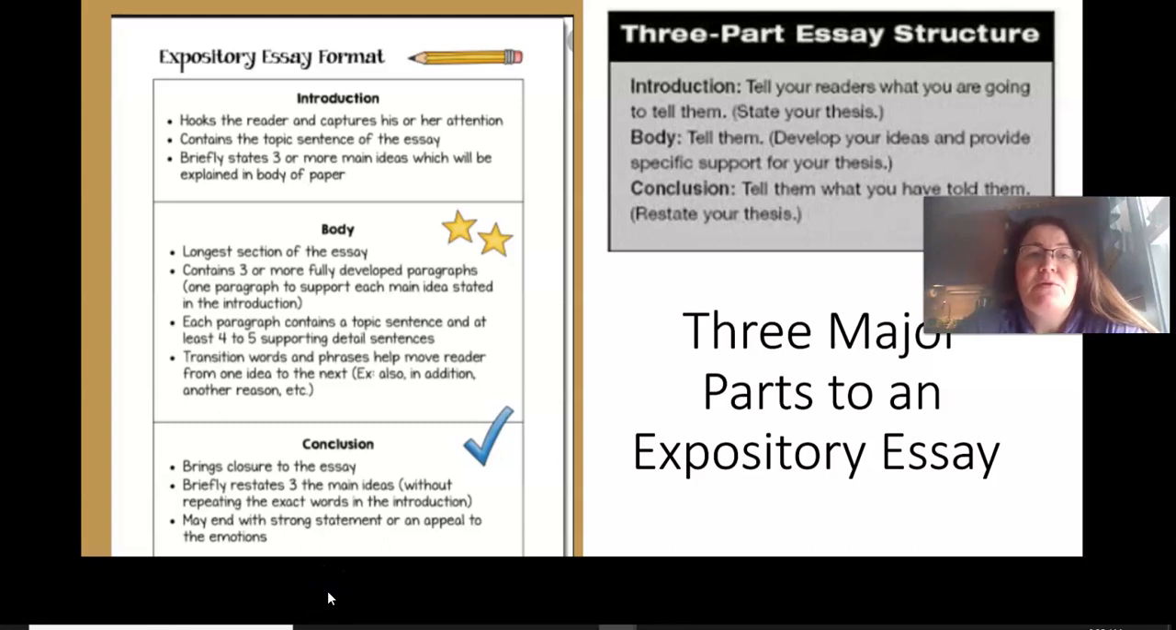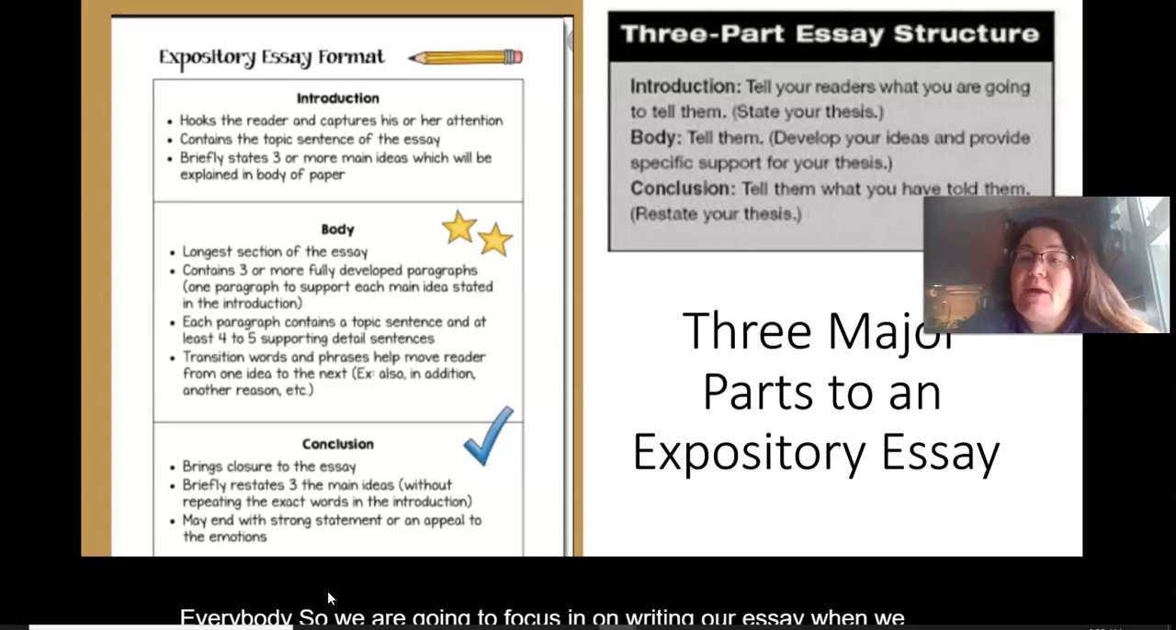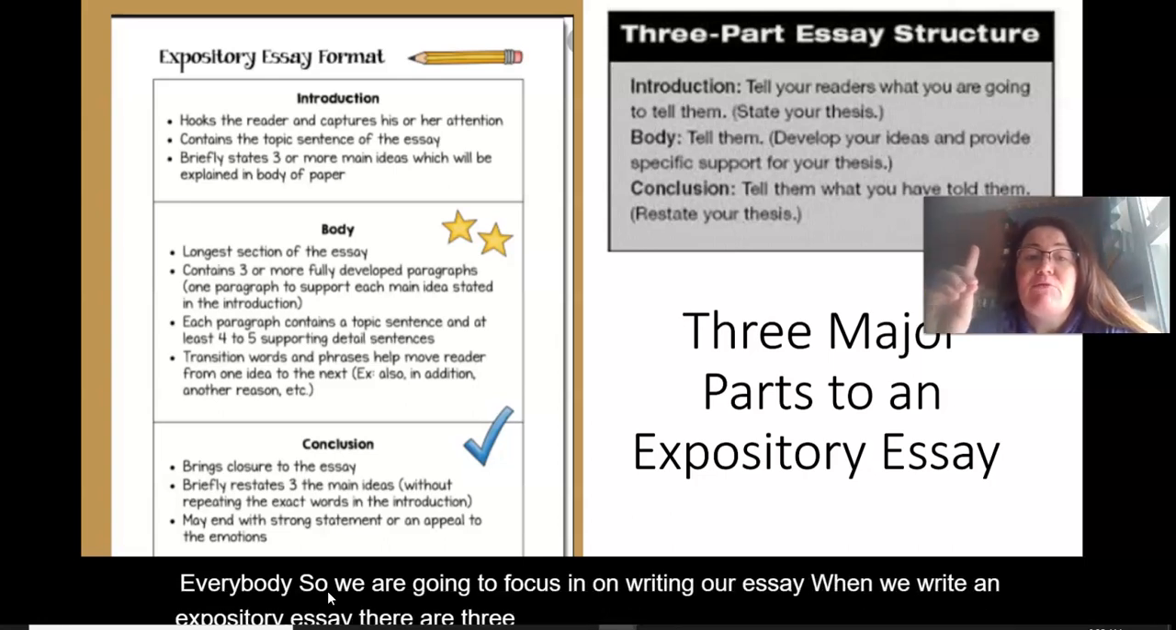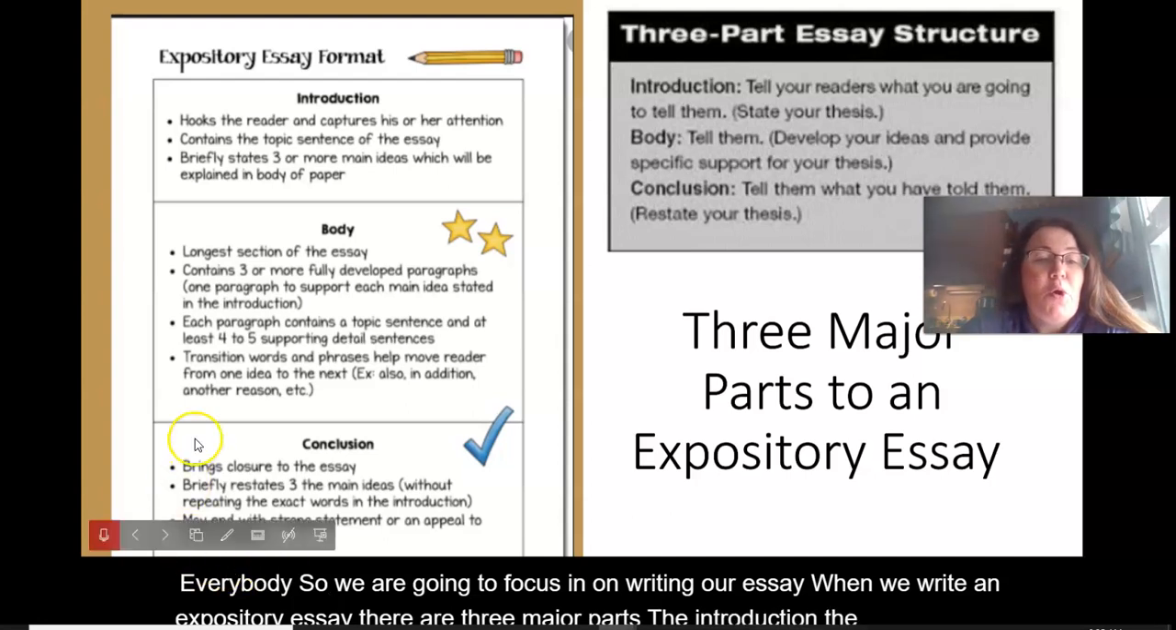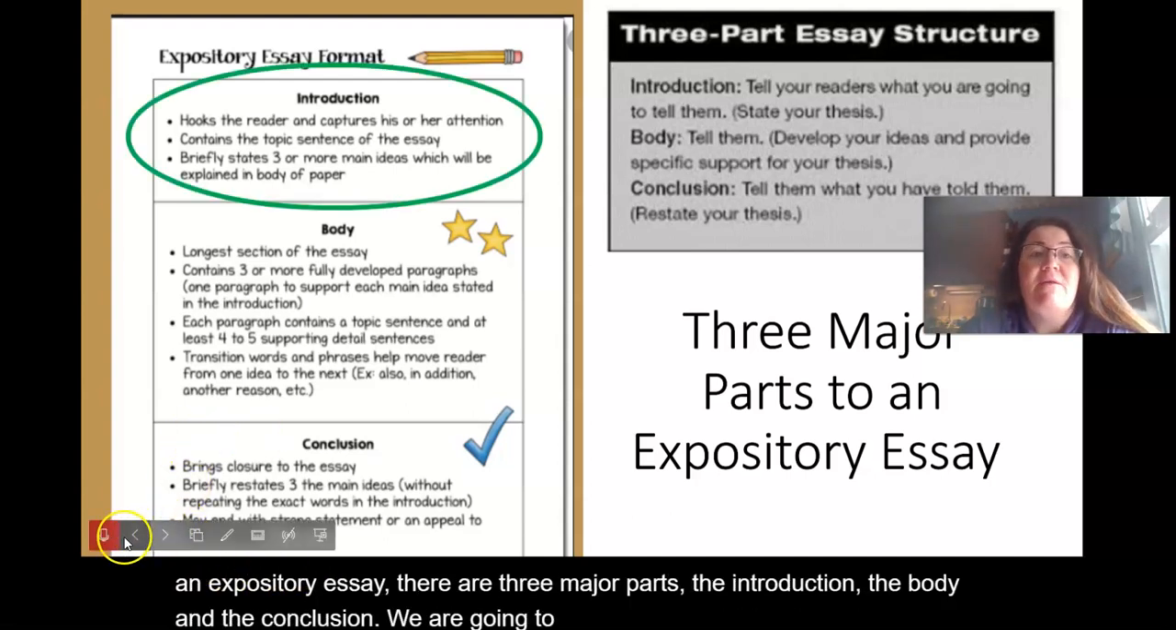Hey everybody. So we are going to focus in on writing our essay. When we write an expository essay, there are three major parts: the introduction, the body, and the conclusion. We are going to be focusing on the introduction.